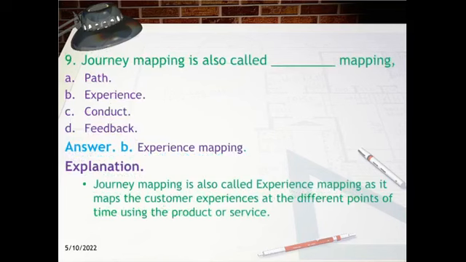9. Journey mapping is also called mapping, path, experience, conduct, feedback. Answer. B. Experience mapping. Explanation. Journey mapping is also called experience mapping as it maps the customer experiences at the different points of time using the product or service.